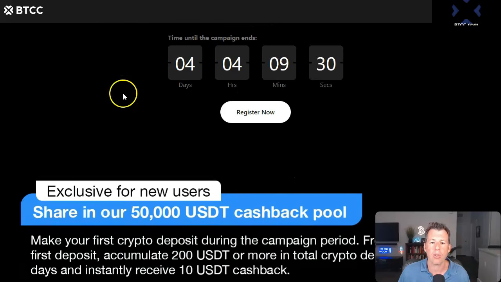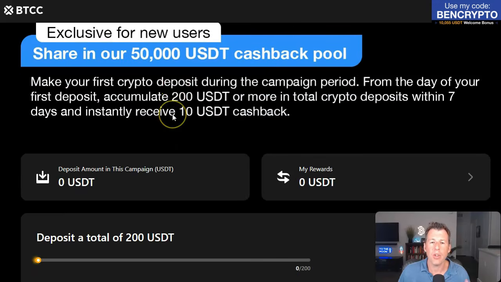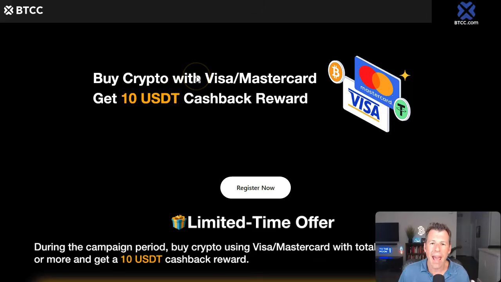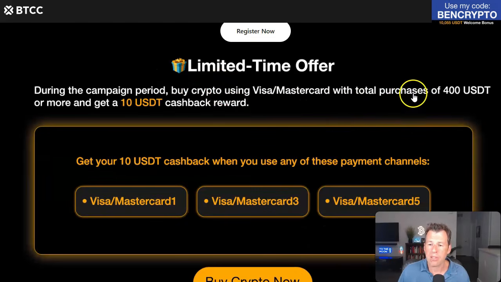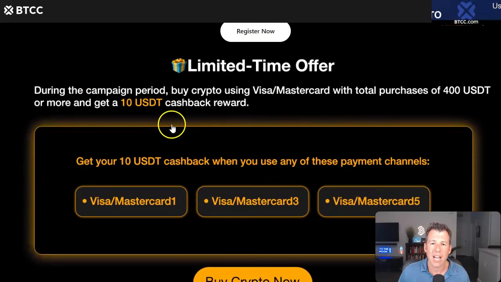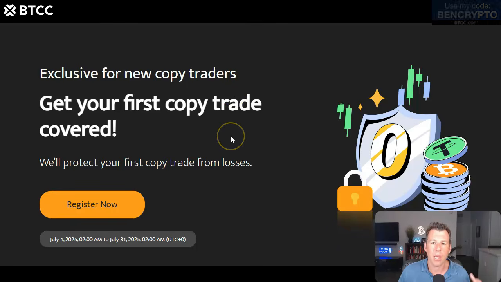What else do they have? The first crypto deposit reward pool. This has 4 days left. If you're a new user and you deposit $200 into the platform within 7 days of signing up, then you get $10 cash back. Going along with that, there's the Visa Mastercard program. This is for both new and experienced users. It doesn't need to be your first deposit. If you deposit $400 into the platform using a Visa or Mastercard, then you get $10 cash back. This is a limited time offer. There's no specific set date for when it will end. They will just announce that.